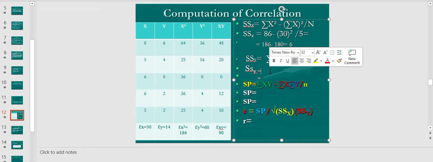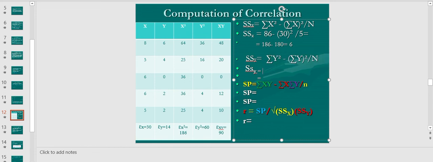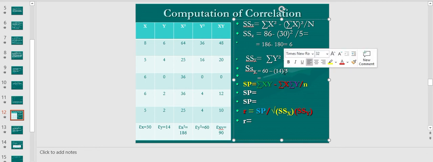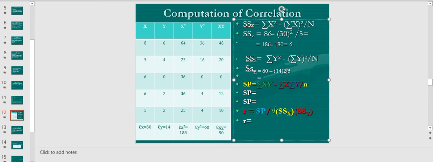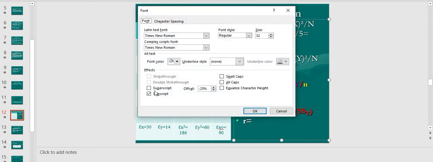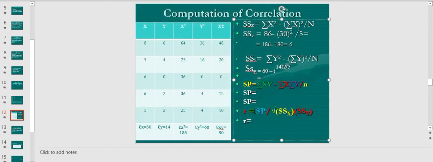Then we will compute SSY. 60 minus 14 squared divided by 5. We will take the square of 14.